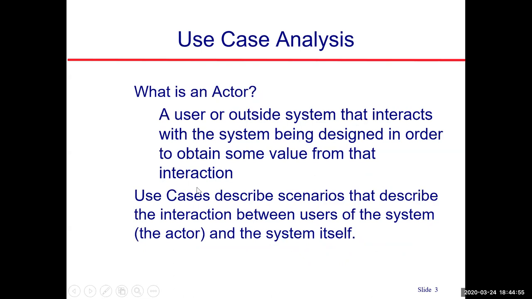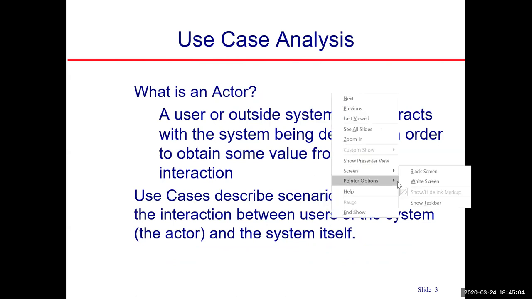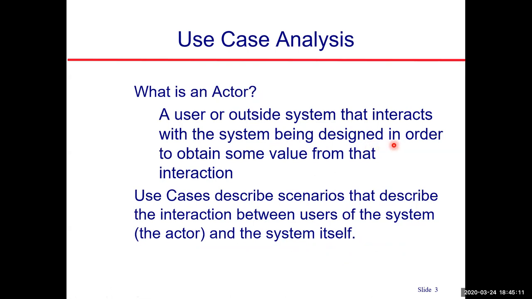شو هو الاكتر؟ So what is an actor? A user or outside system that interact with the system being designed in order to obtain some value from that interaction. A user or outside system. And user, it can be anything. Or outside system, another system. ممكن يكون computer, another computer, a machine, camera, etc. So a user or outside system that interact with the system.